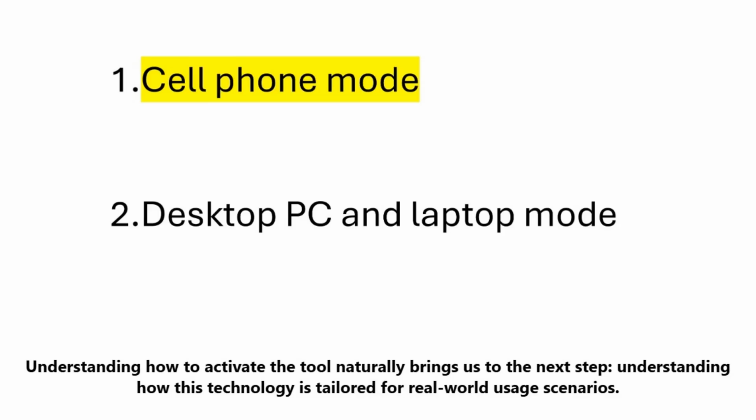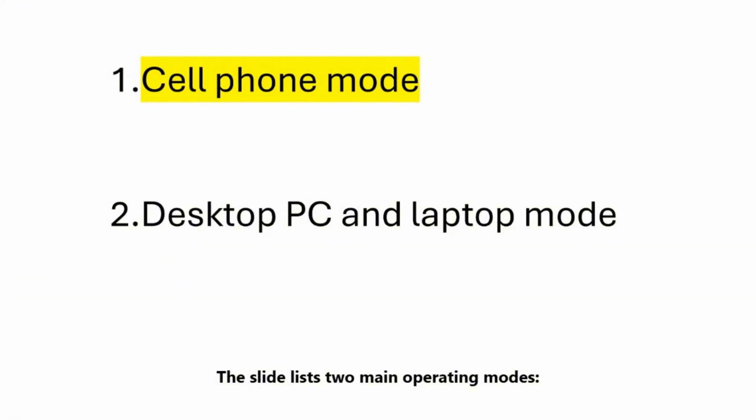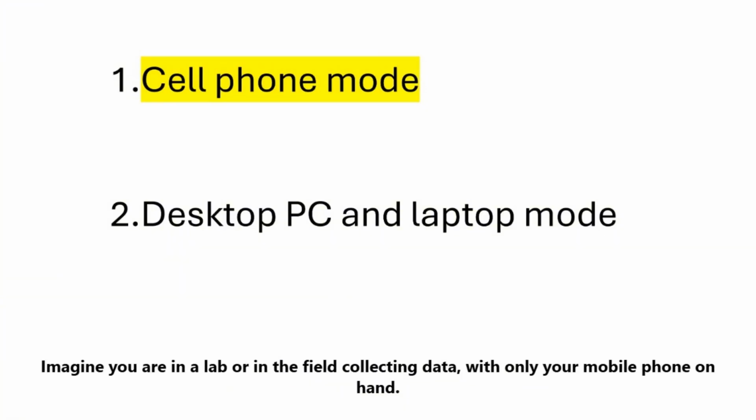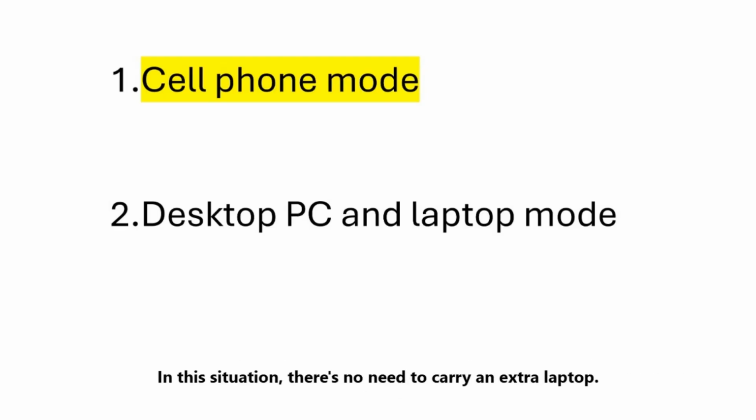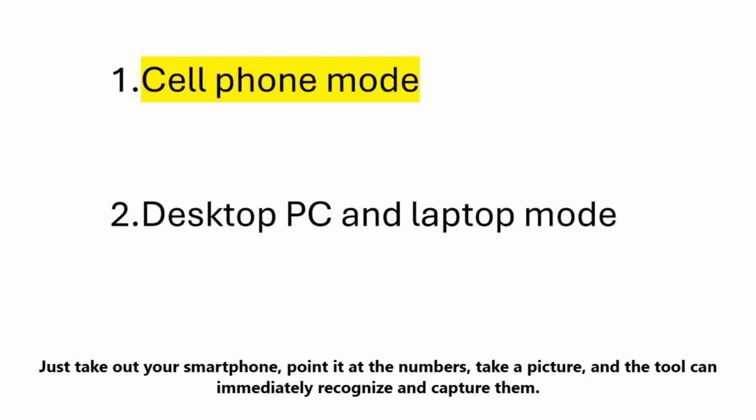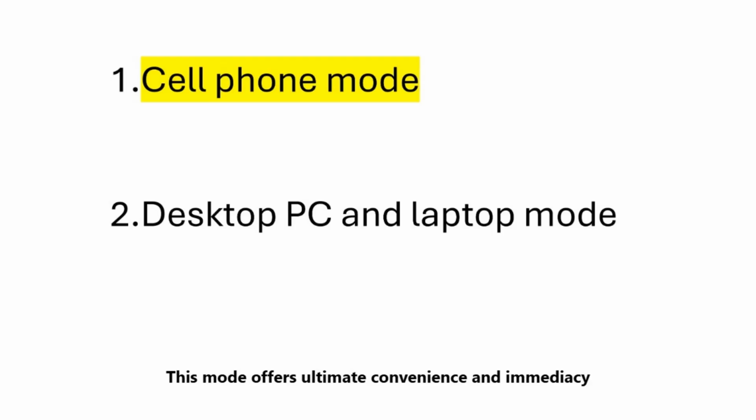Understanding how to activate the tool naturally brings us to the next step, understanding how this technology is tailored for real-world usage scenarios. The slide lists two main operating modes. The first is cell phone mode. Imagine you are in a lab or in the field collecting data, with only your mobile phone on hand. You need to record the body weights of lab animals or readings from instruments in real time. In this situation, there's no need to carry an extra laptop. Just take out your smartphone, point it at the numbers, take a picture, and the tool can immediately recognize and capture them. This mode offers ultimate convenience and immediacy.